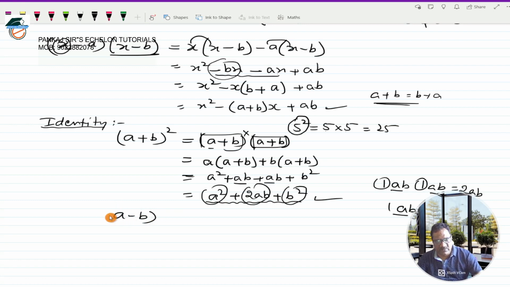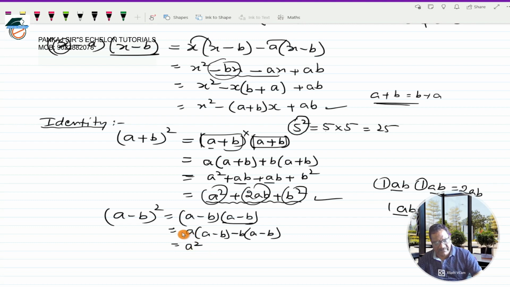Similarly, a minus b the whole square will be a minus b times a minus b. That will be equal to a times this a minus b, then I'll take minus b, and again multiply with the same bracket a minus b. The next step will be removing the bracket. So a into a will be a square, plus a into minus b will be minus ab, then minus b into plus a will be minus again ab, and minus into minus is plus, and b into b is b square. So I'm getting a square, I'll keep it as it is, minus ab and minus ab. Now minus ab and minus AB.